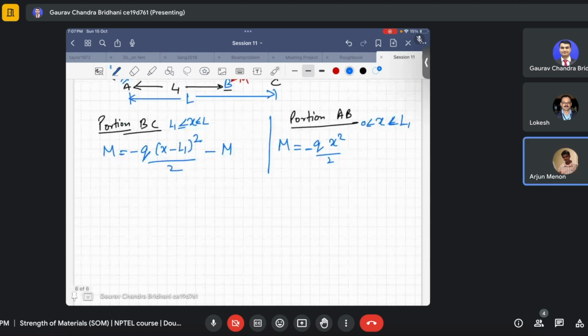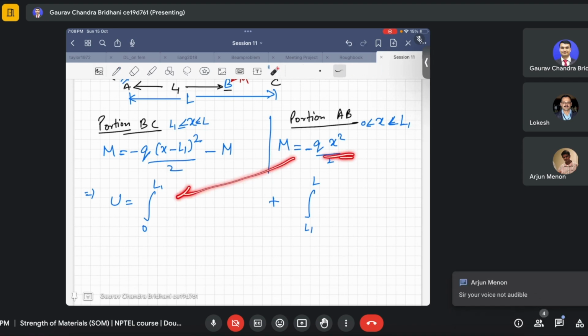Now let's write the U. One will go from 0 to L and one will be from L1 to L. So here I will use this equation, the AB portion equation will be used here.